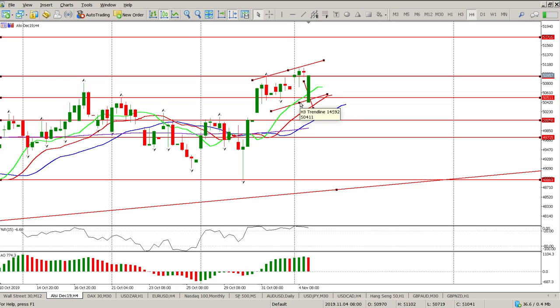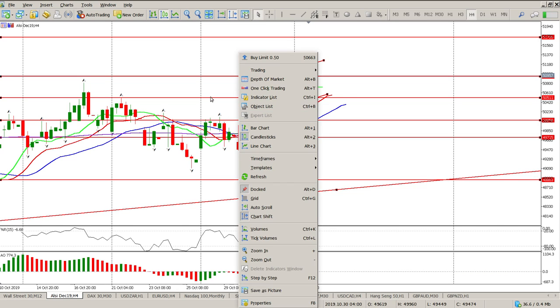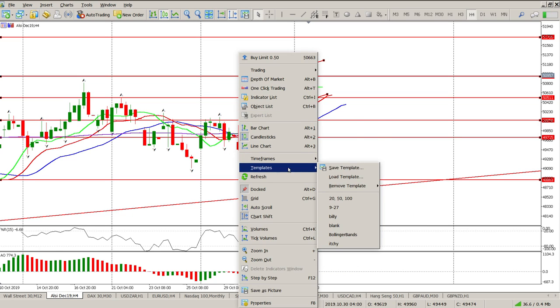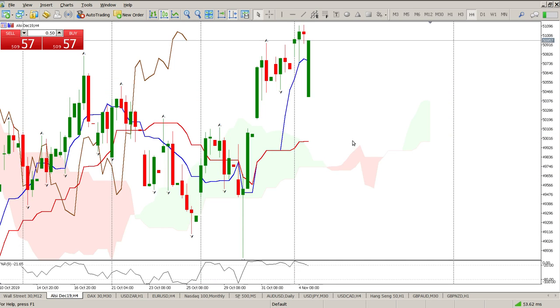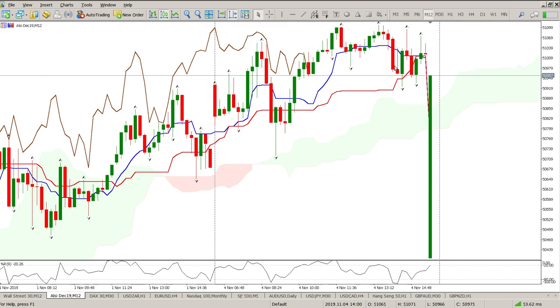Okay, anyway, that's kind of my view at the moment. Looking for longs, just not where we are, waiting for a pullback. We need to see a decent pullback before I'm in on that. And if we just look at the Ichimoku, just start on the lower time frames here.